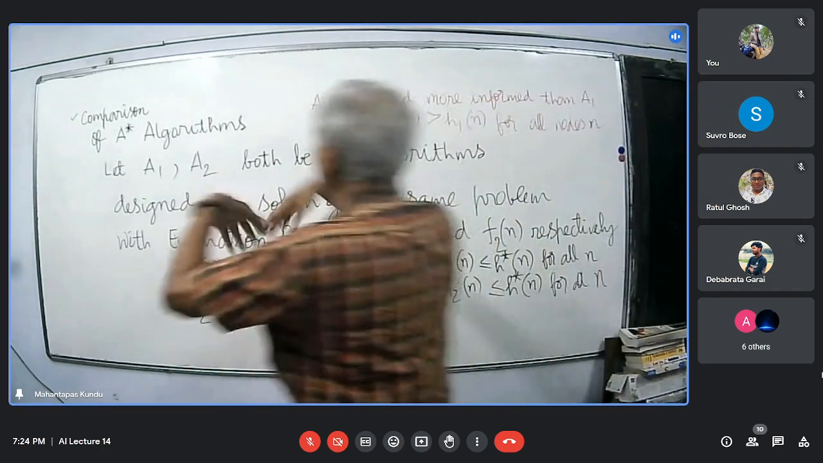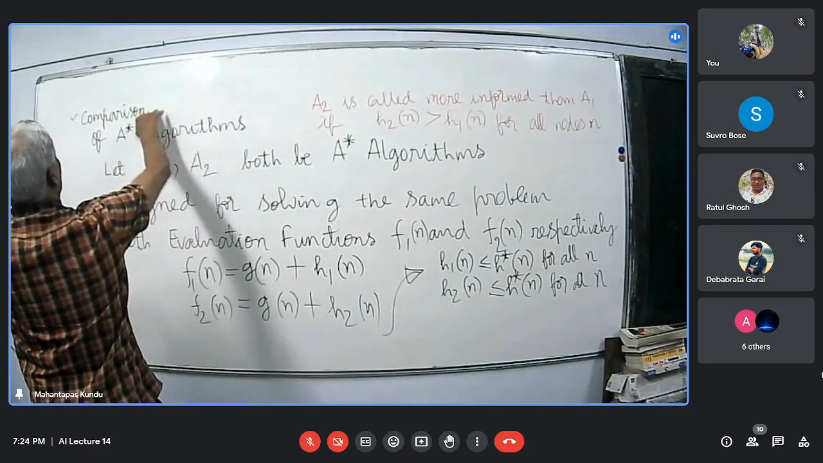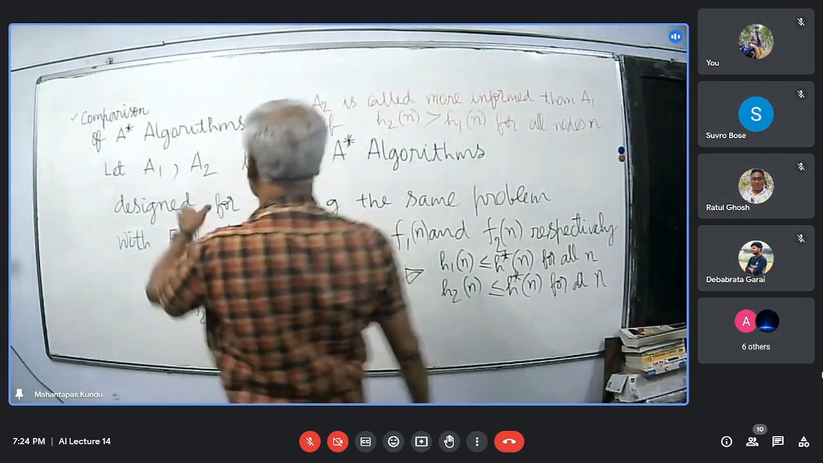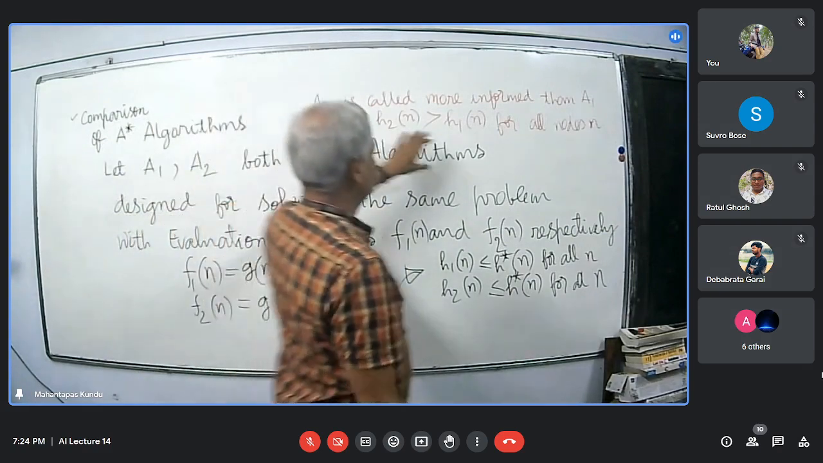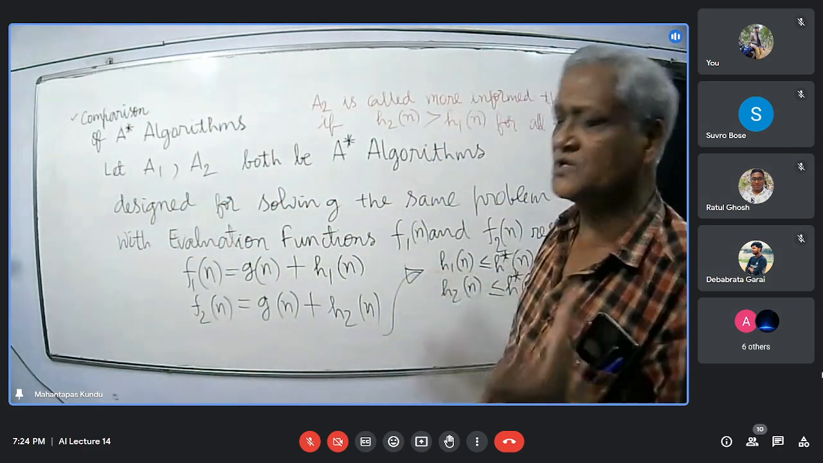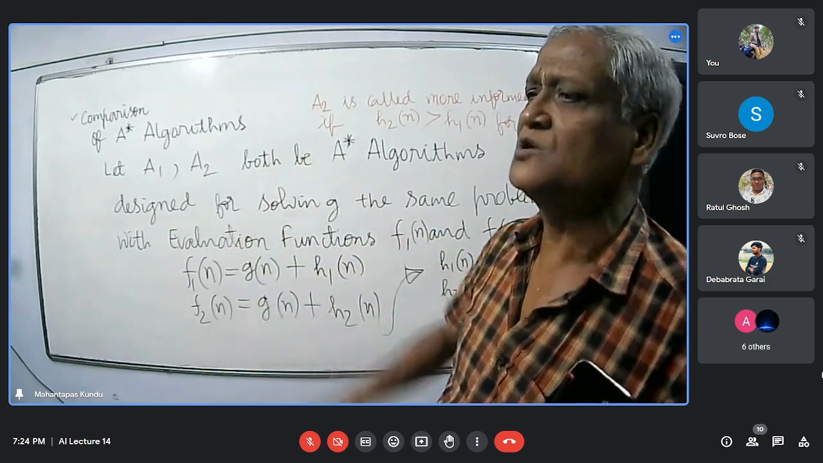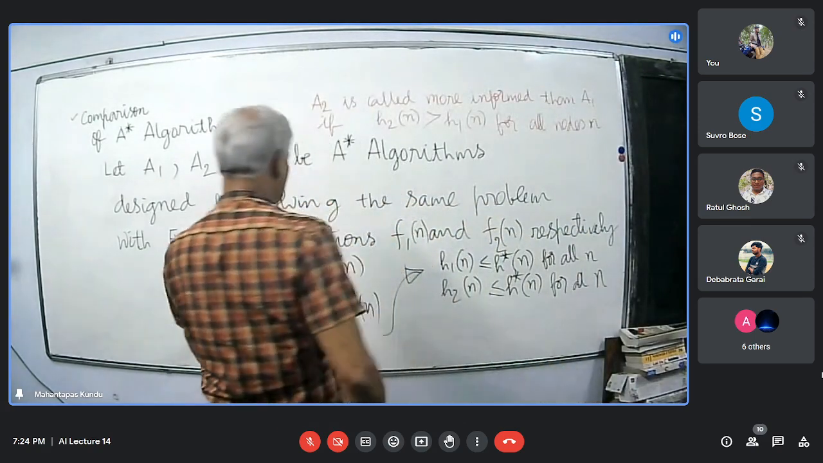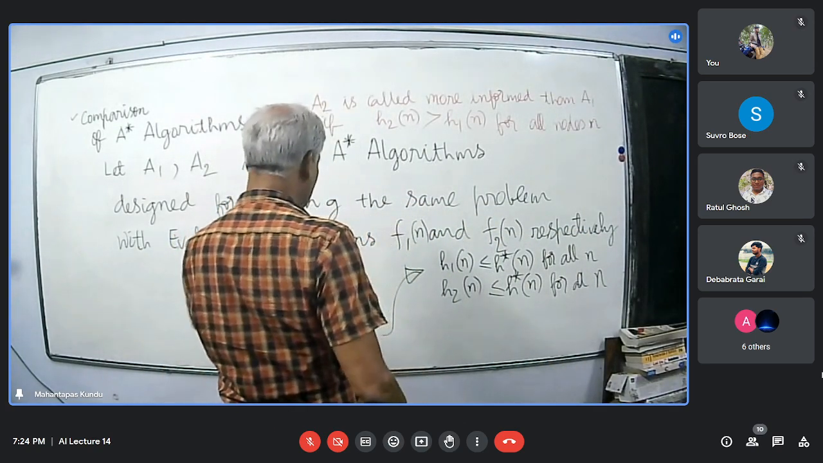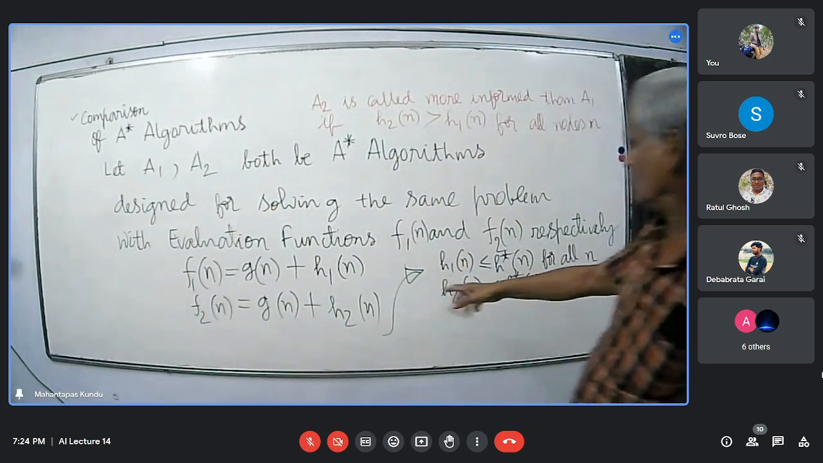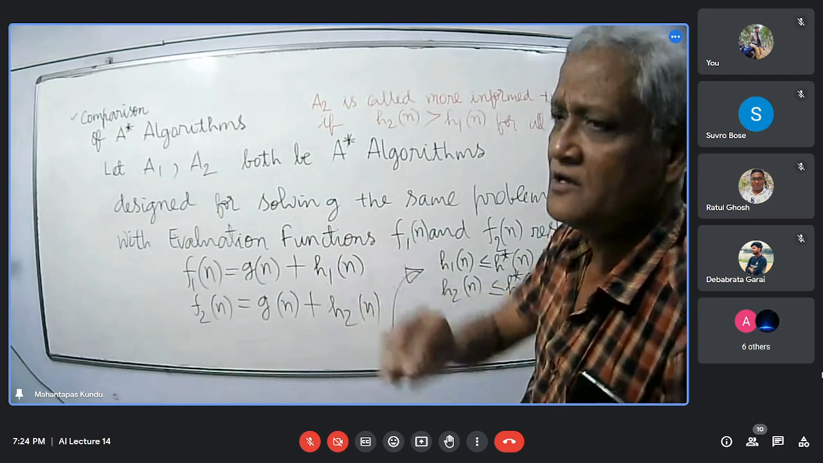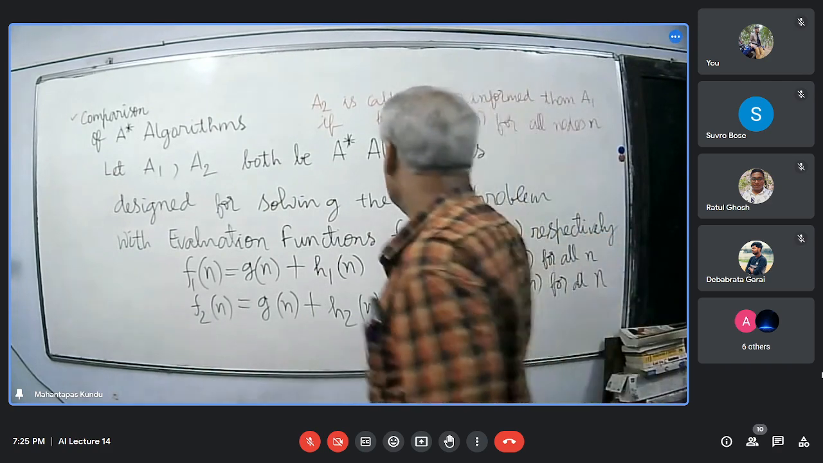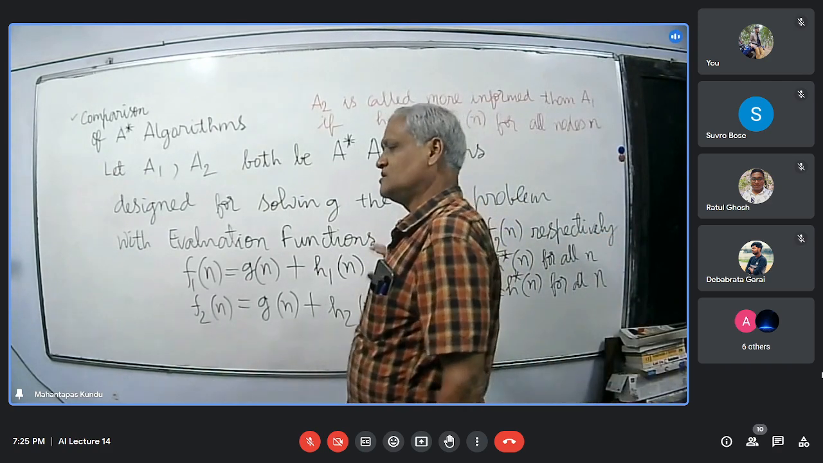Now, the next point that we are going to discuss is how to compare A star algorithms. Here we assume A1 and A2 are both A star algorithms. That means both use an additive evaluation function of the form F1(n) = G(n) + H1(n) and F2(n) = G(n) + H2(n), and both are designed for the same problem. That means for the same problem, H1(n) is a heuristic and H2(n) is a heuristic.